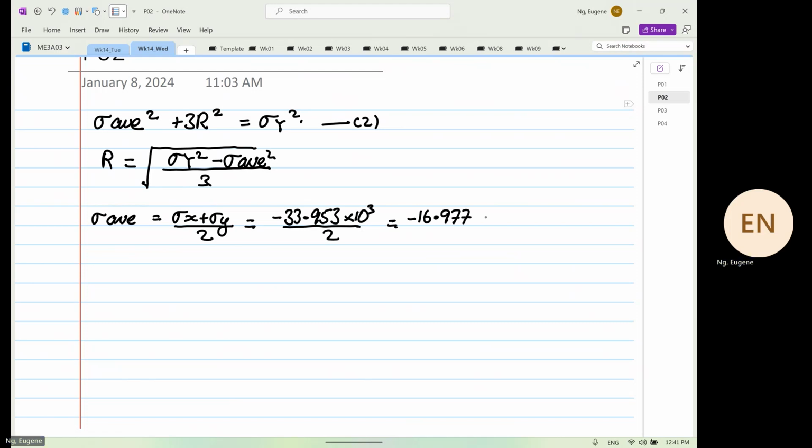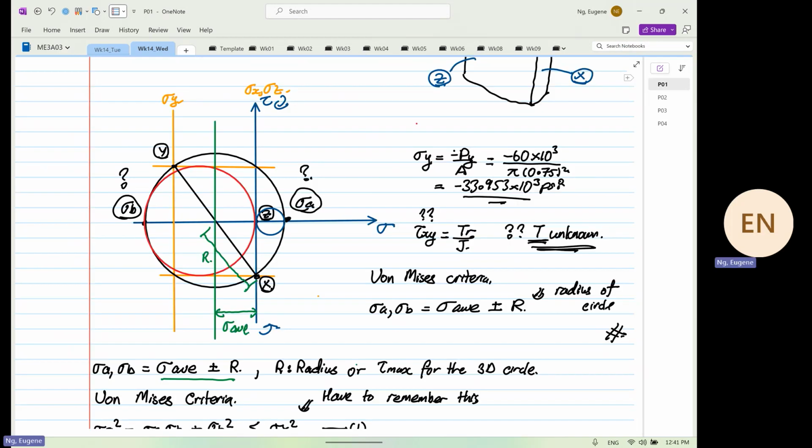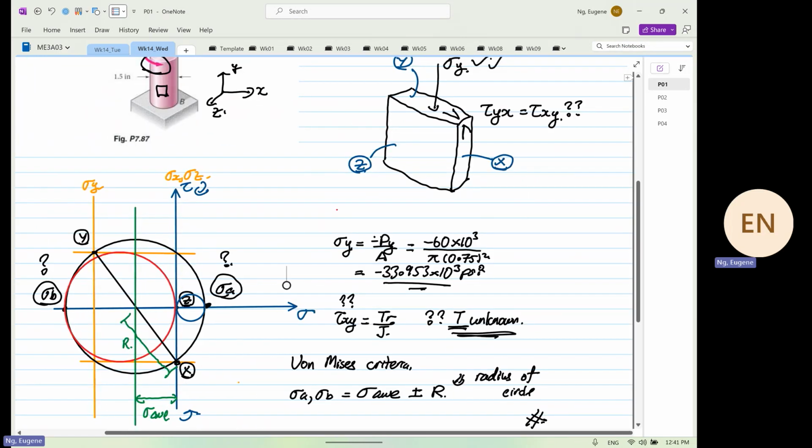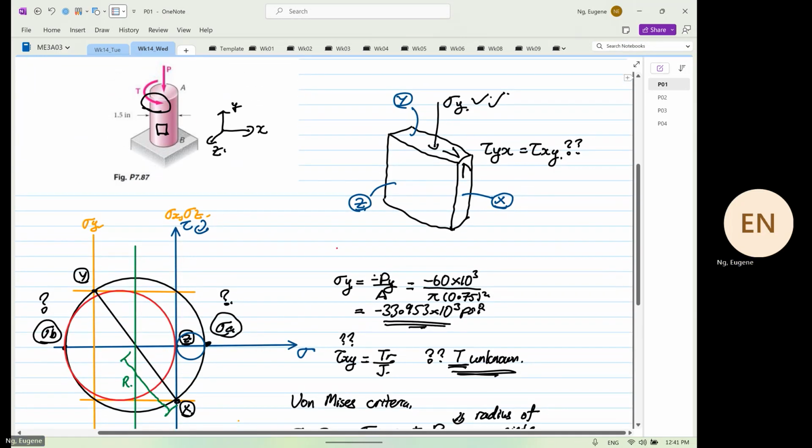So 16.977 times 10 to the power 3 psi. This is your stress average. It was what we have done earlier, or yesterday. We know that we have a stress Y value, right? It was done yesterday, and we know stress X is equal to 0.